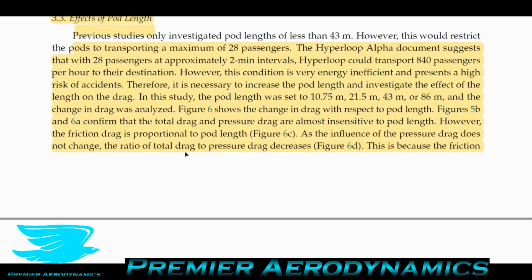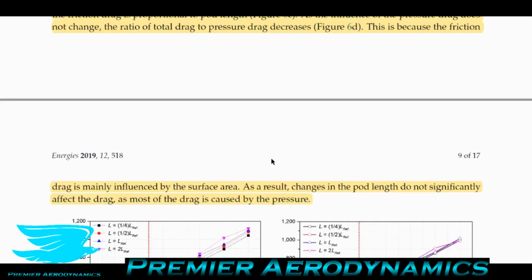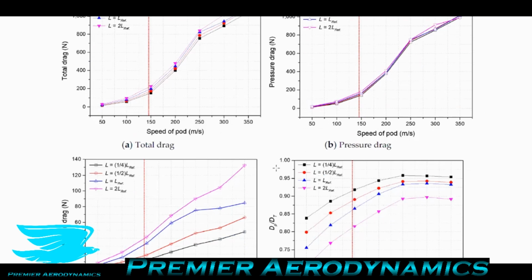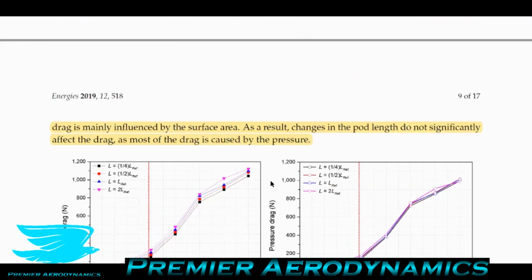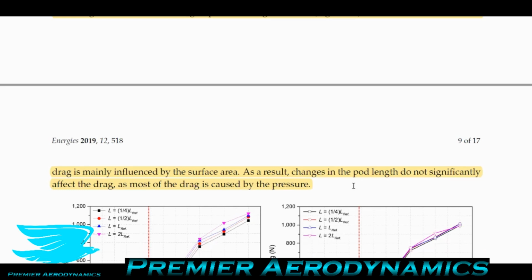If you have a greater surface area, you're going to have more friction. As the influence of the pressure drag does not change, the ratio of the total drag to the pressure drag decreases. So in other words, the total drag increases more than the pressure drag increases, and that's because the friction drag also increases, so it makes up even more drag. I mentioned that before, and they mention that the friction drag is comprising more of the total drag as you increase the pod length.